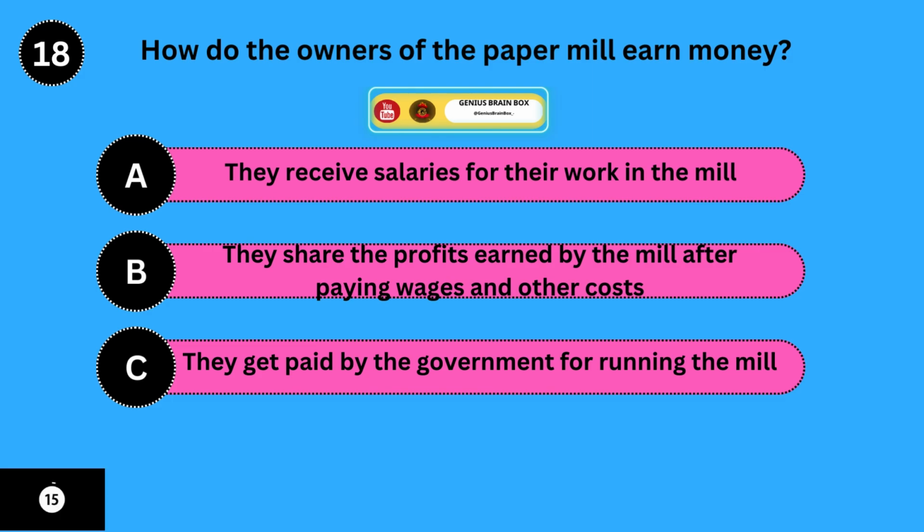Option A. They receive salaries for their work in the mill. Option B. They share the profits earned by the mill after paying wages and other costs. Option C. They get paid by the government for running the mill.